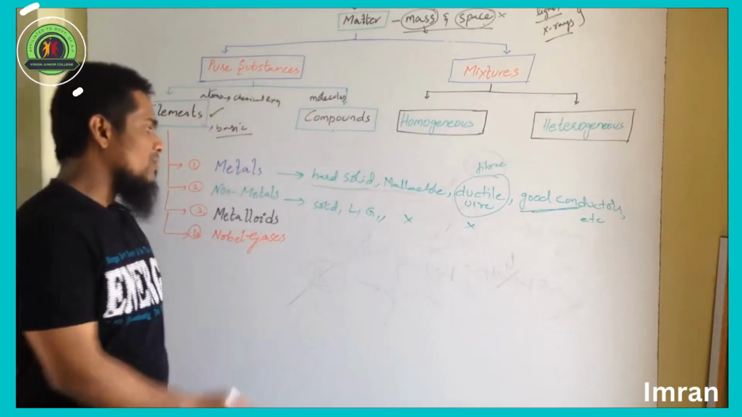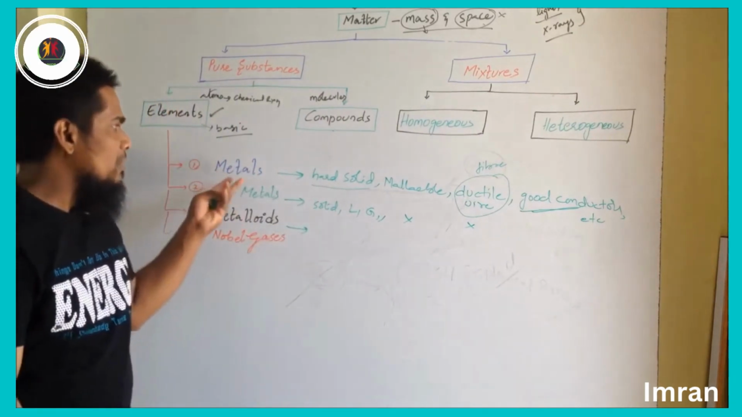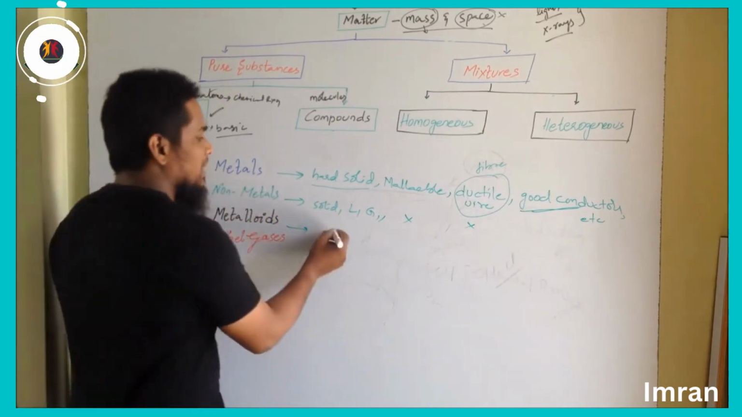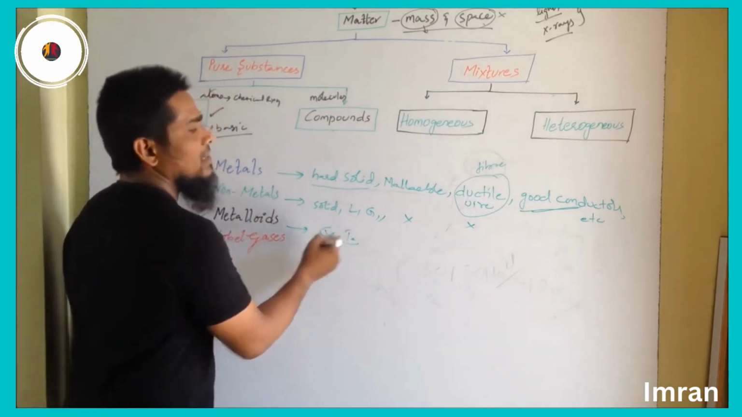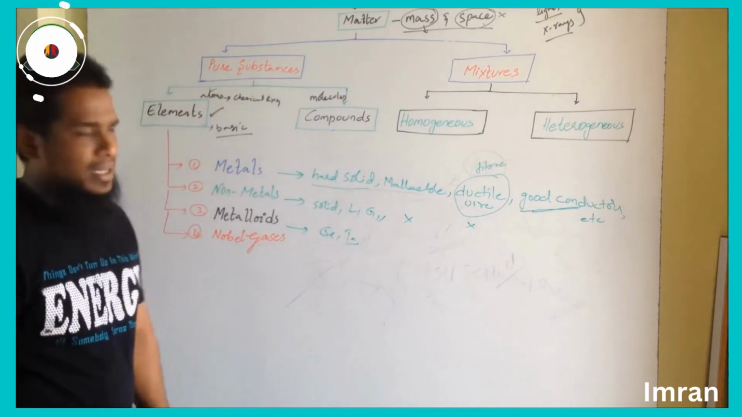Now coming to metalloids. What are metalloids? Metalloids are those elements which have some properties of metals and some properties of non-metals. Examples: germanium, tellurium, arsenic, etc. Even sometimes boron is considered a metalloid.